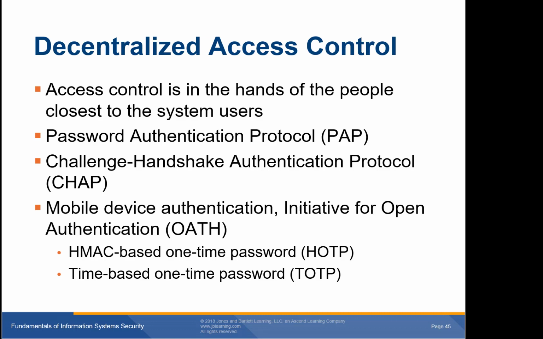The two most common examples of decentralized access control are the Password Authentication Protocol, also known as PAP, which uses clear text usernames and passwords, and the Challenge Handshake Authentication Protocol, also known as CHAP. CHAP is more secure than PAP since it hashes the password with a one-time challenge number to defeat eavesdropping-based replay attacks.